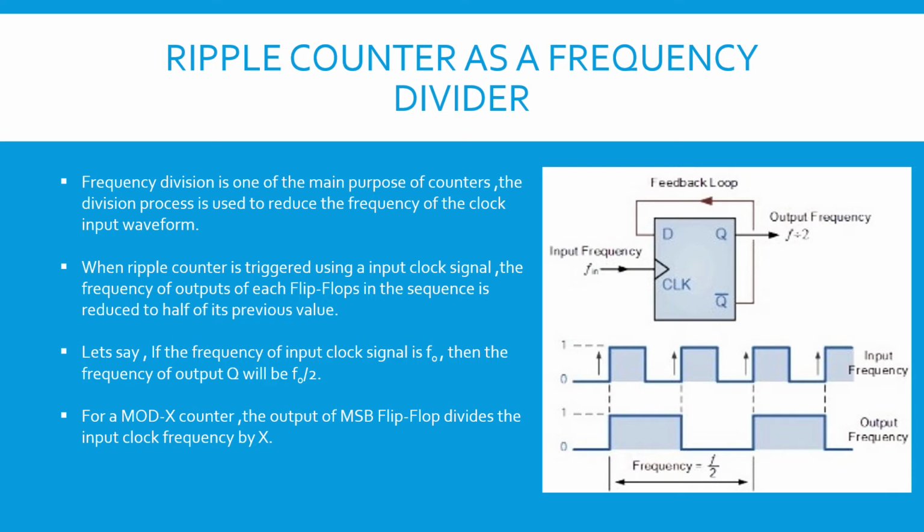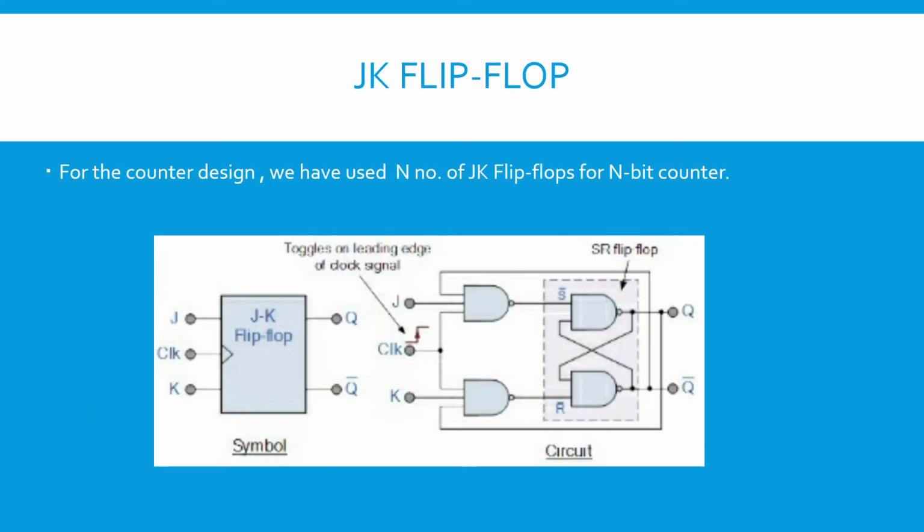It can be said in another way: for a mod x counter, the output of the most significant bit flip flop, which is the last flip flop, divides the input clock frequency by x. It means if the first flip flop frequency is f0, then the output frequency of the last flip flop will be f0 by x. Since we are designing our counter using JK flip-flops, it is necessary to see what a JK flip-flop is and how it works.